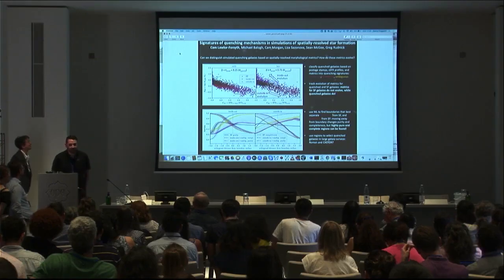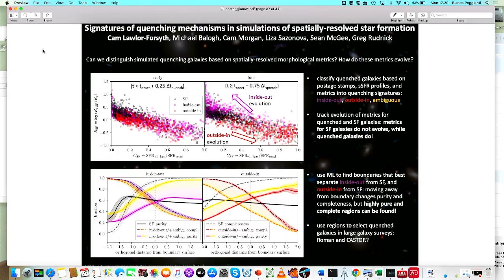Hi, everybody. My name's Kamlal Forsyth. I'm a PhD student working at the University of Waterloo with Michael Ballo. So in this work, these are basically just the results. In my work here, I've looked at understanding the morphological evolution of quenched galaxies in the Illustris TNG50 simulation, which was just nicely introduced.